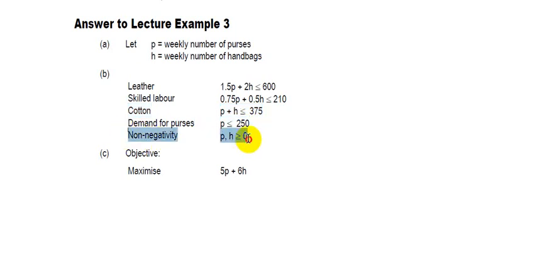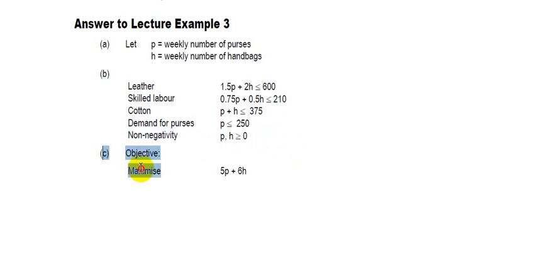Then you always have the non-negativities. The non-negativities will not be given in the question. The non-negativities is that you cannot produce less than 0 pieces and you cannot produce less than 0 handbags. So P and H should always be greater than or equal to 0.